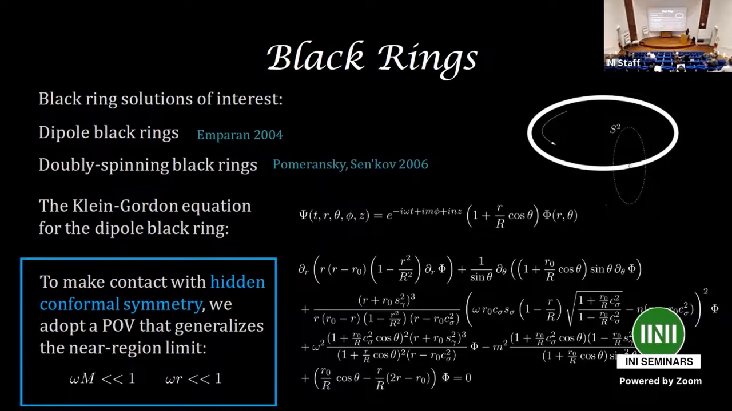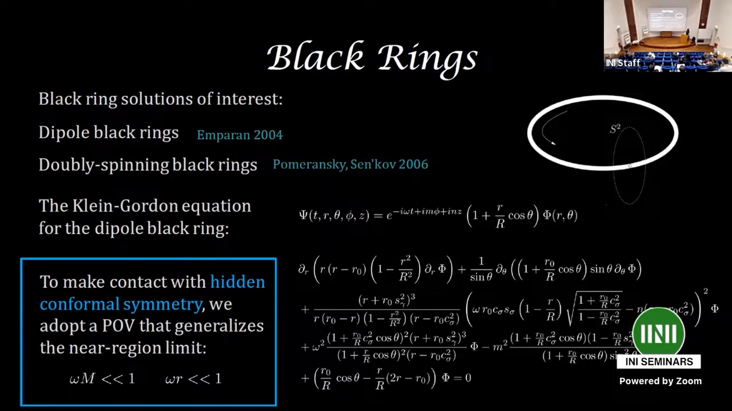The two that I'm somewhat familiar with, that have been studied by me and others, are dipole black rings and doubly spinning black rings. In this talk, we're going to be talking just about dipole black rings, because you should see the Klein-Gordon equation for this one. So this is the Klein-Gordon equation for the dipole one, and we're only going to be discussing this one. Of course, you don't have to know all of this stuff. Don't worry, I'm going to be telling you what you need to know.